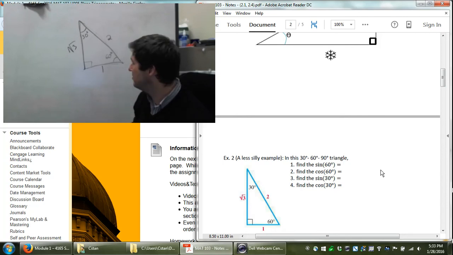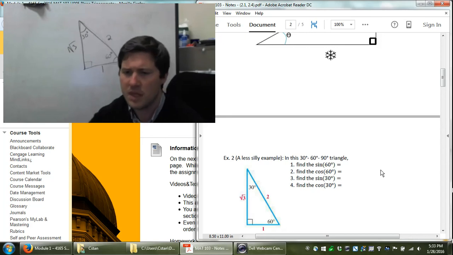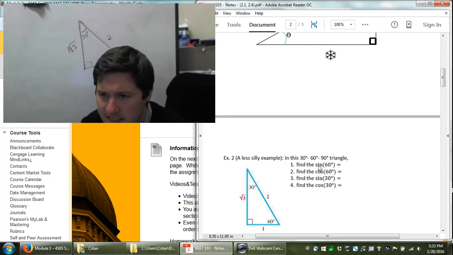That's just a terrible triangle. So you can see why I print these notes out nicely. That's a terrible triangle and a terrible mark. Eek.